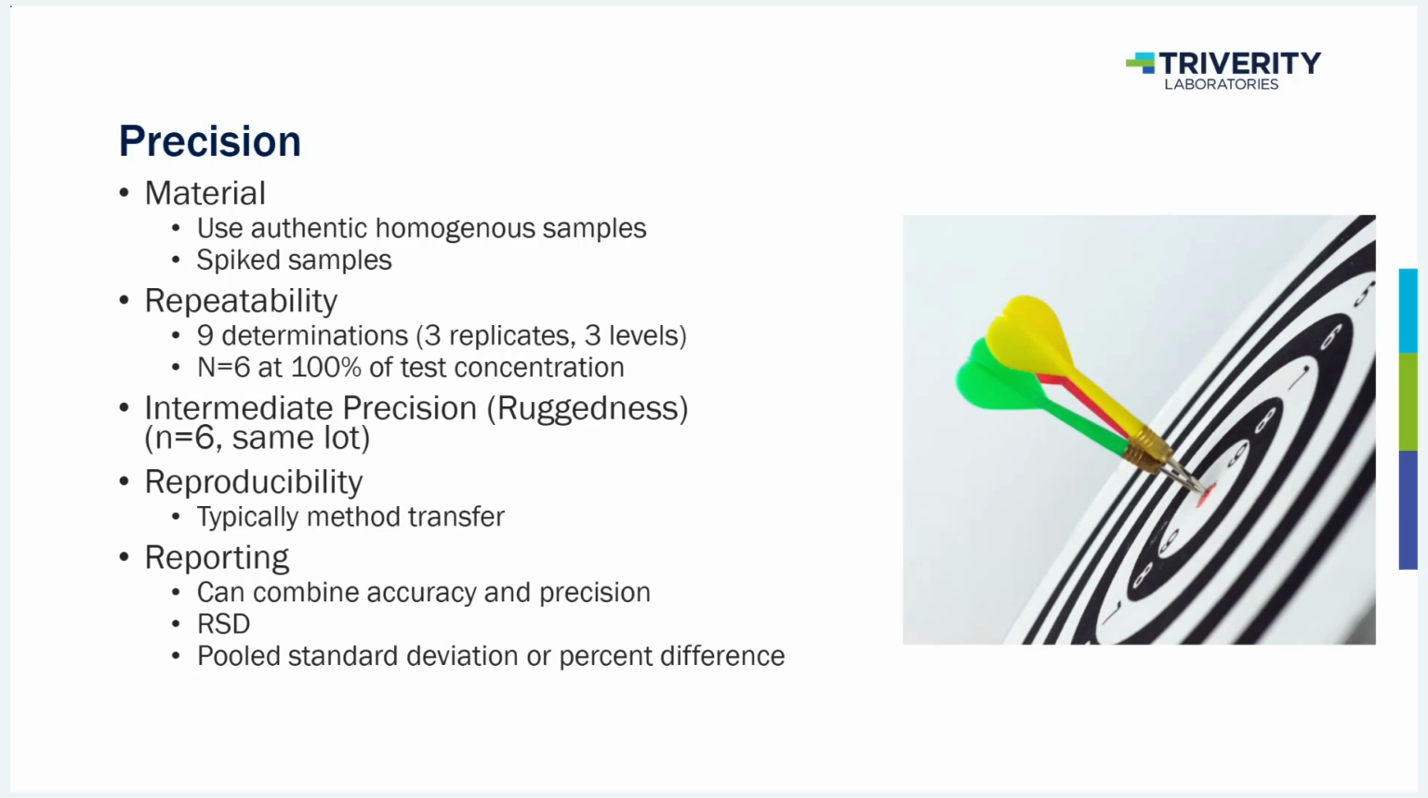onto your product. You want to make sure, though, if you're spiking with the API at the nominal concentration, that it's consistent, or that you're spiking onto actual product, not just matrix. So repeatability looks very similar to accuracy: 9 determinations, 3 replicates across 3 levels.